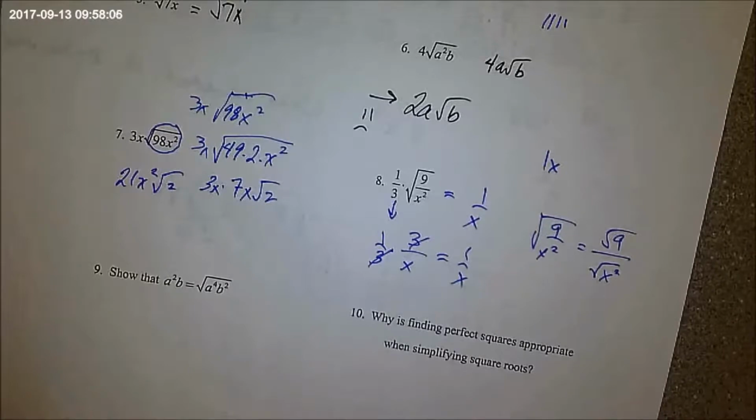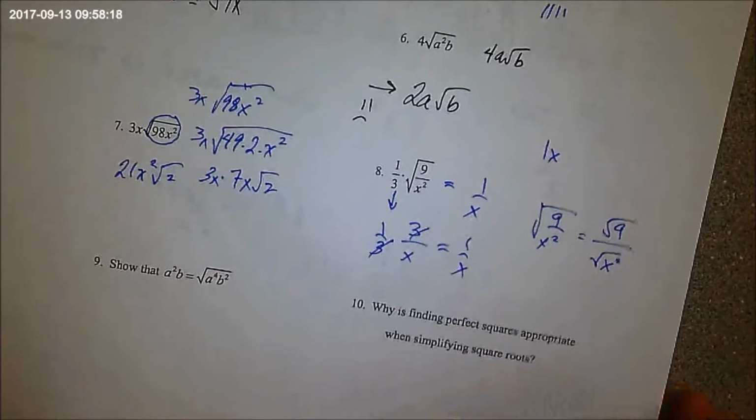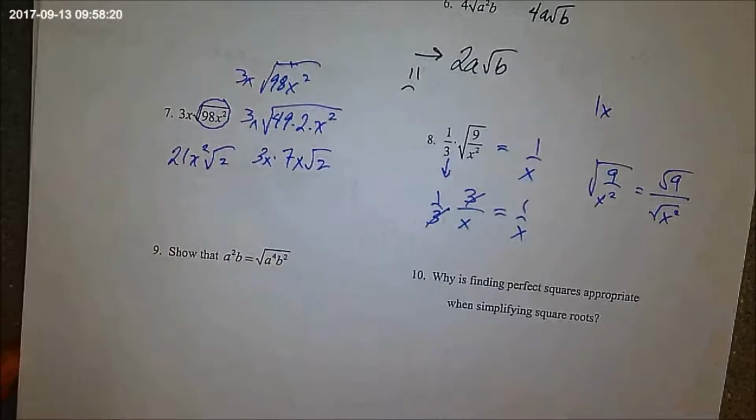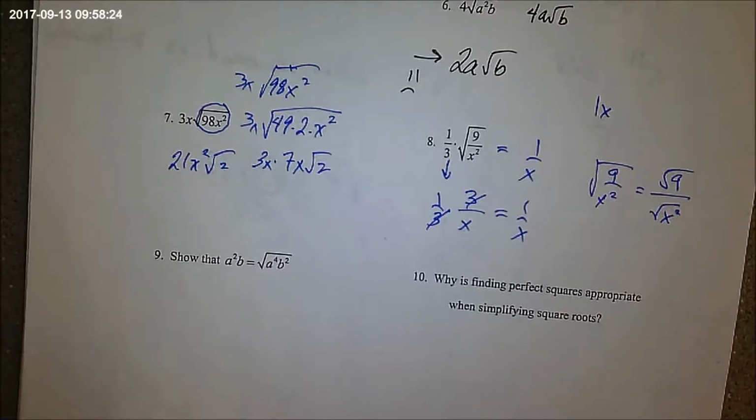Anna, doing good or bad? Good? That's funny. So the ones that you thought you got wrong were right. What about the ones you thought were right? Were they wrong? Oh, so you're just doing all good. Beautiful. Except for 8? Yeah. Okay.